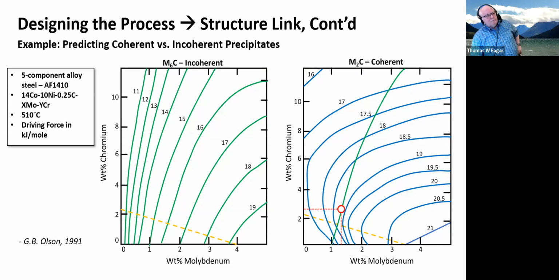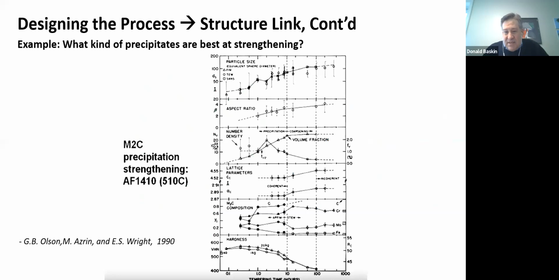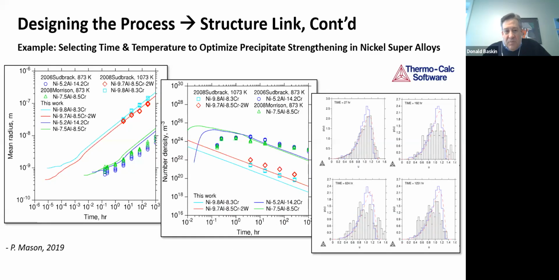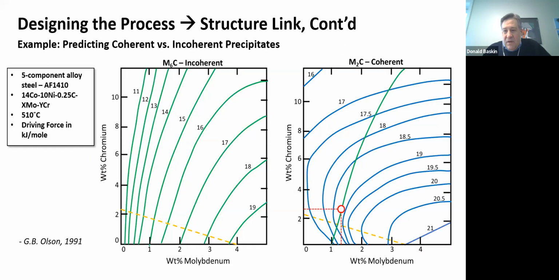Next week we'll go on to talk a little bit more about these precipitates and different sizes and ratios and the number and how that affects hardness and how you can design those in by choosing compositions. And we'll present more data from thermocalc.